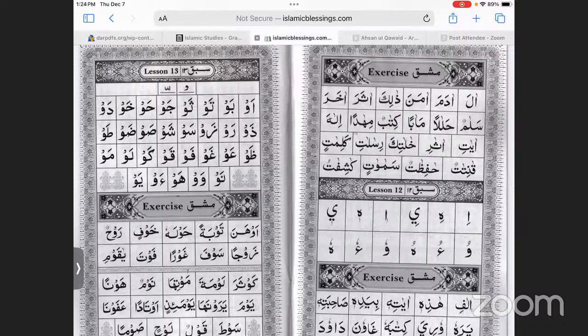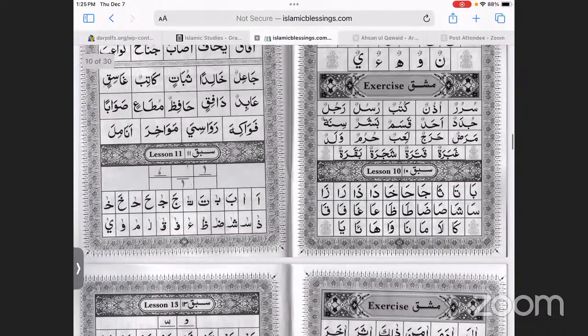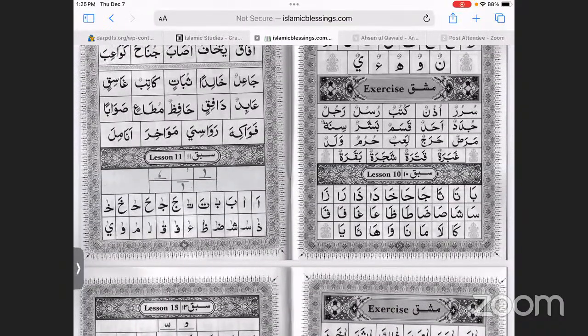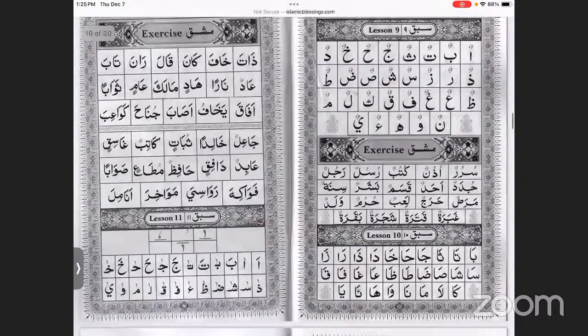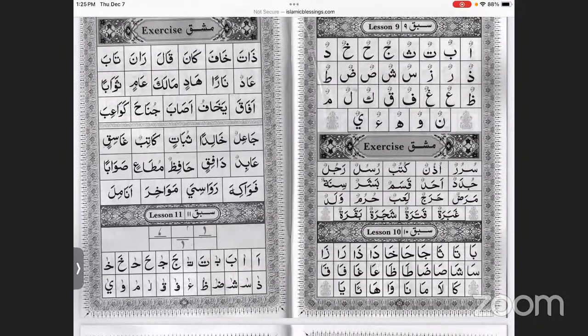Okay, Abdullah, are you there with it? Yes. Okay, so Abdullah, your lesson is page number 17, and there is the last line of the exercise. أعوذ بالله من الشيطان الرجيم. بسم الله الرحمن الرحيم.